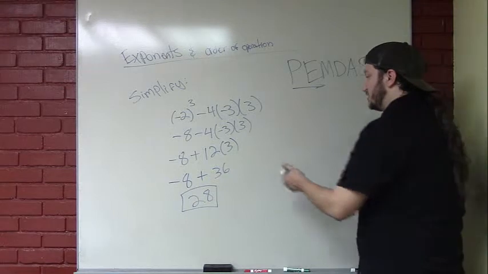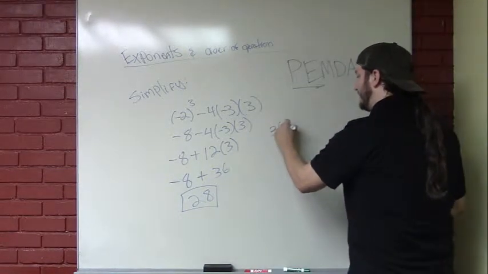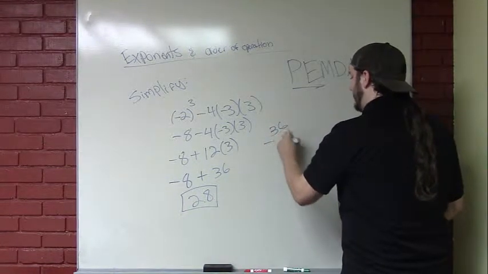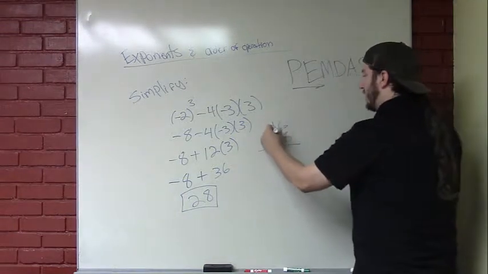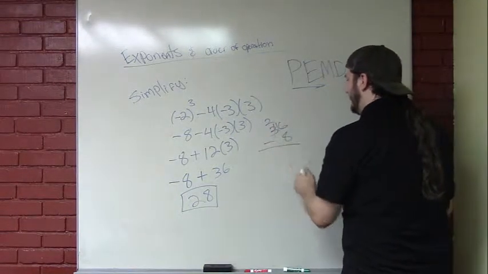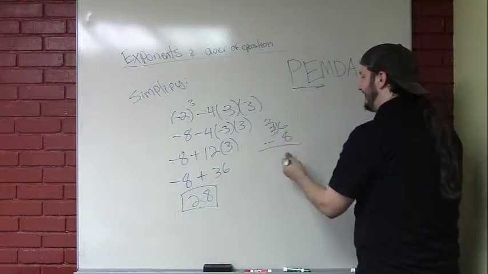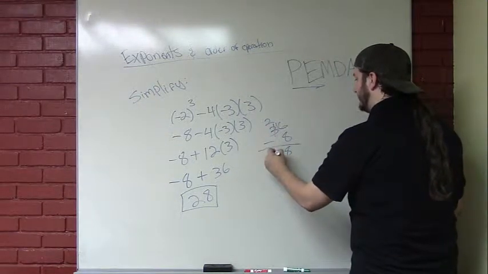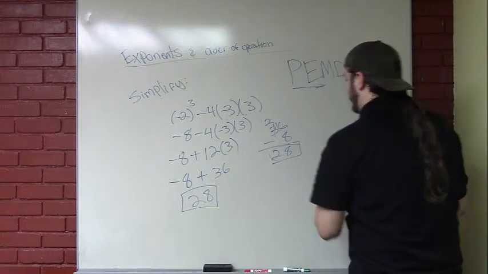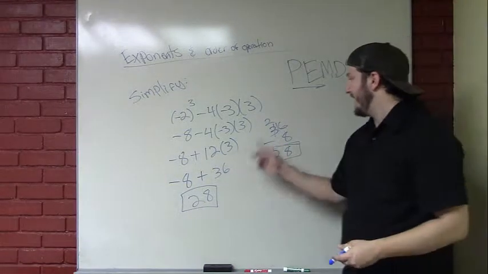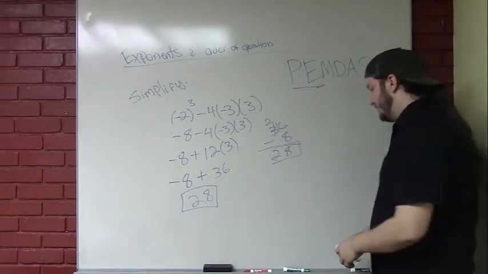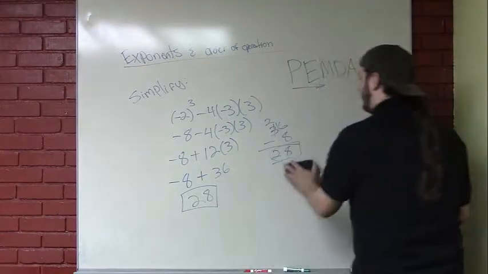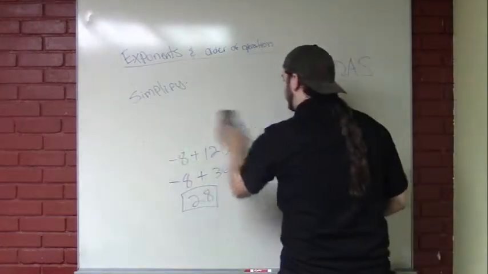Okay, and you could also do that off to the side. You could say 36 minus 8. Well, you have to borrow from the 3 here. 16. 16 minus 8 is 8. 2 minus nothing is just 2. Okay, so in case you can't do that in your head, you can just go off to the side and do the work. Okay, so hopefully this whole order of operations stuff is making sense.